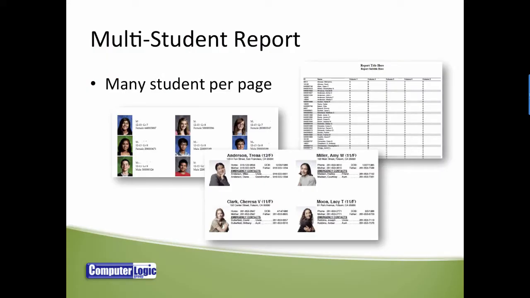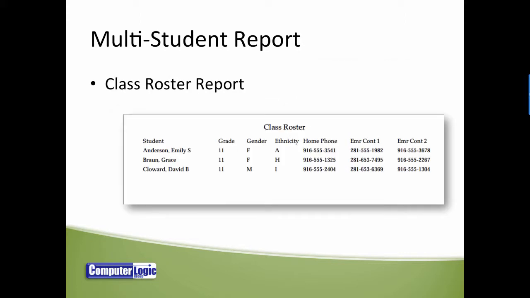Wow, so here we are, down to our last report. It is going to be the multi-student report. So as you can see from the examples here, more than one student per page with information pulled from the system. This is actually the class roster report that we are going to create in this exercise. So you can see we're going to pull in the student information, their grade, gender, ethnicity, home phone, and emergency contact 1 and contact 2 phones. By doing this, it's a nice sheet for your instructors to have in their classrooms. So if there is an emergency, they have all that information at hand.